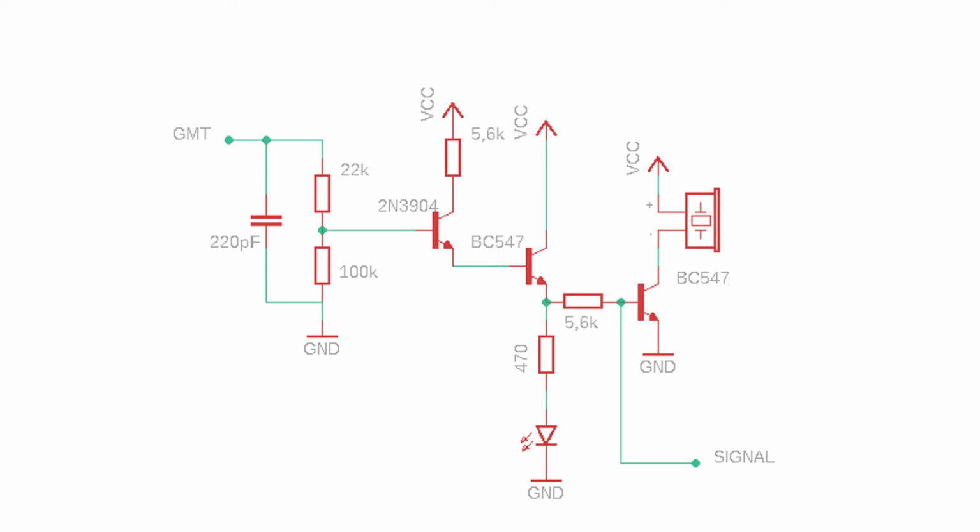The detector circuit consists of a 2N3904 transistor, but I had to add two more BC547 transistors to activate the buzzer and the LED and to have a good signal output.